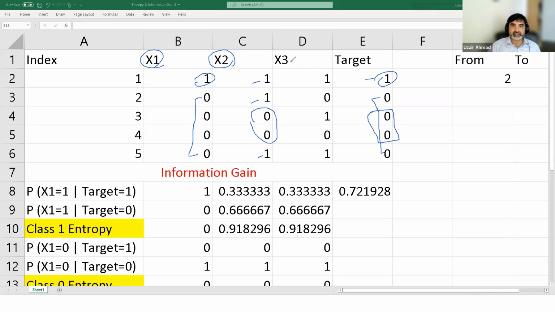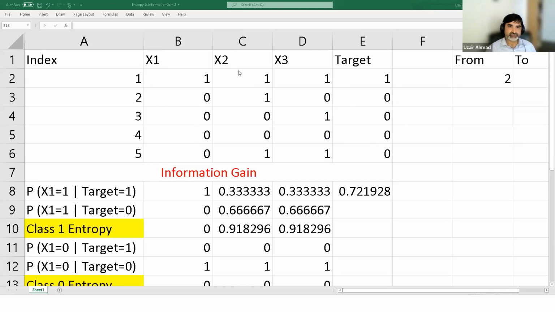For whenever x2 is 0, we can comfortably say that target will also be 0. On the other hand, the third variable, when it is 1, target is 1. When it is 1, target is also 0. Similar to x2, x3 is clear. Whenever x3 is 0, target is also 0.